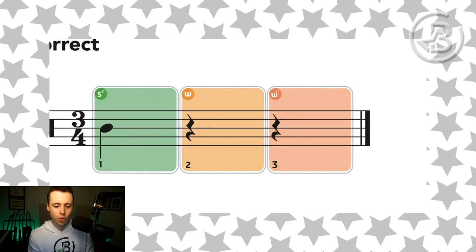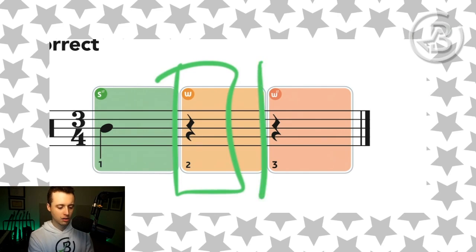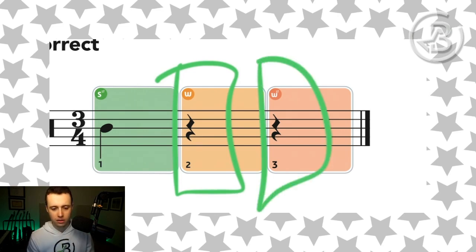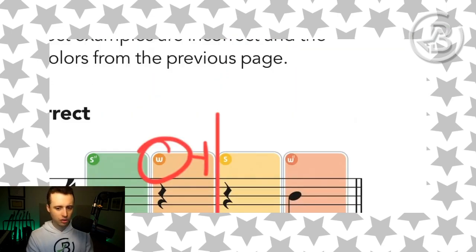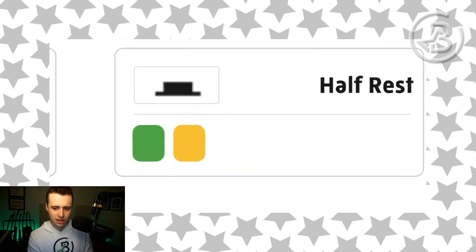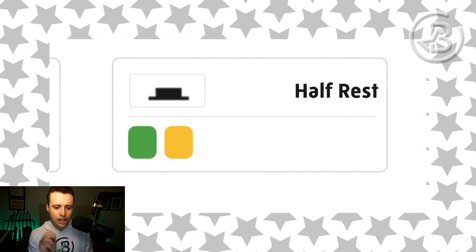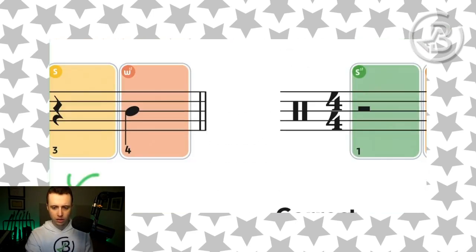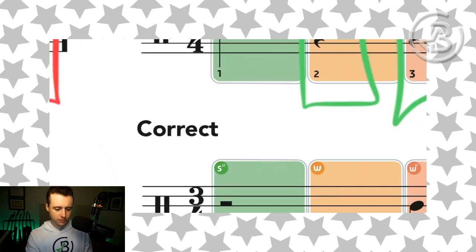So whenever you have a weak or weakest beat that you want to be silent, you need that quarter rest. You need the quarter rest. Always, always, always. We can go back, we can look at our colors, and sure enough, half rests, you see that? Half rests only go on green or yellow, they only go on strongest or strong. Only. No exceptions.